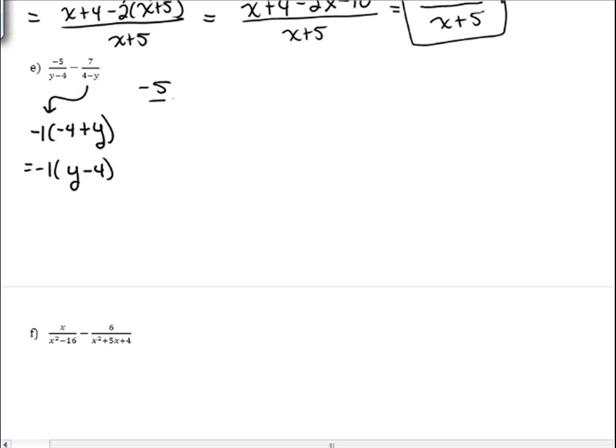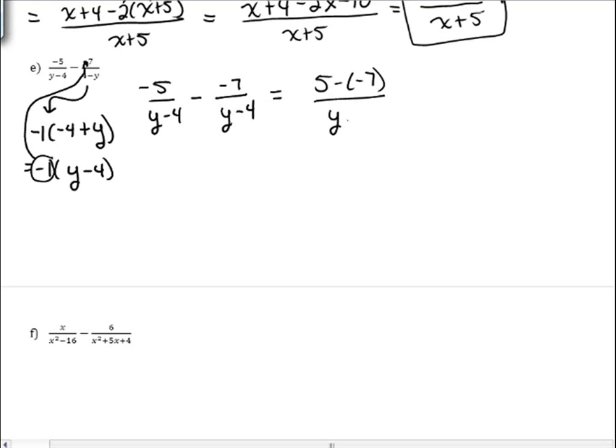So we have negative 5 over y minus 4, and then minus, and now we're going to move this negative 1 up to the top with a 7. So that would be negative 7 over y minus 4. Then we can subtract our numerators. 5 minus a negative 7, and then it's over the common denominator y minus 4. And subtracting a negative, remember, is adding a positive. That gives us 12 over y minus 4.